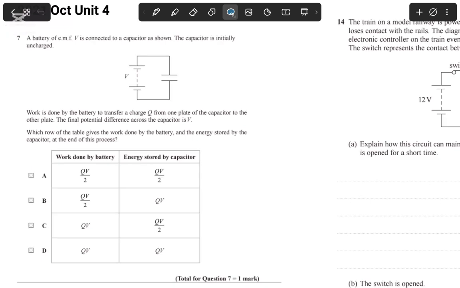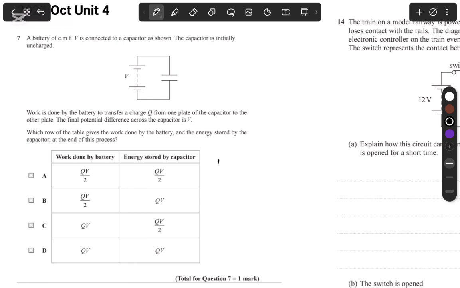A battery of EMF V is connected to a capacitor as shown. The capacitor is initially uncharged. Work is done by the battery to transfer a charge Q from one plate of the capacitor to the other plate. The final potential difference across the capacitor is V. Which row of the table gives the work done by the battery and the energy stored by the capacitor at the end of this process?